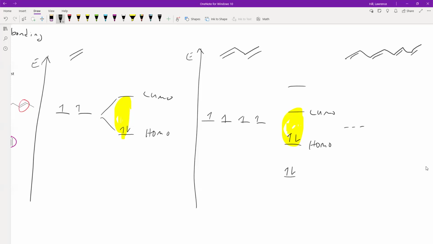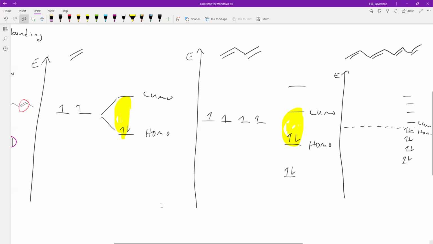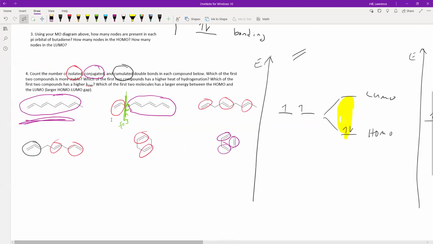So it would have 8 p orbitals, all filled with electrons. So you have 1, 2, 3, 4, 5, 6, 7, 8. We're going to fill up the bottom ones. 2, 4, 6, 8 pi electrons. We're below the bonding line. And this is our HOMO, and this is our LUMO. And so the HOMO-LUMO gap gets smaller and smaller as you add longer conjugation. So increasing conjugation length decreases the energy of the HOMO-LUMO gap.